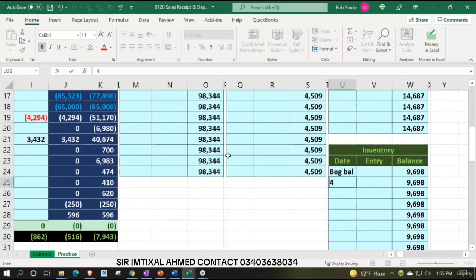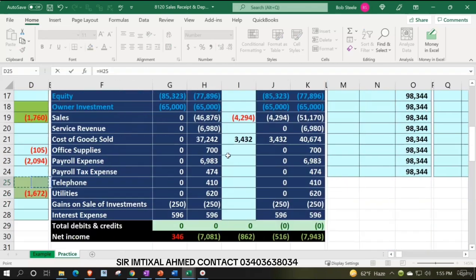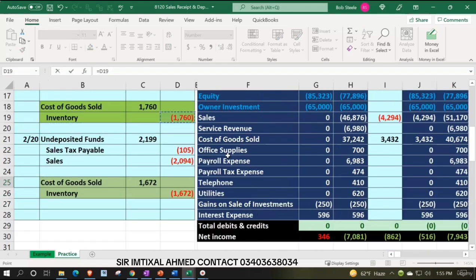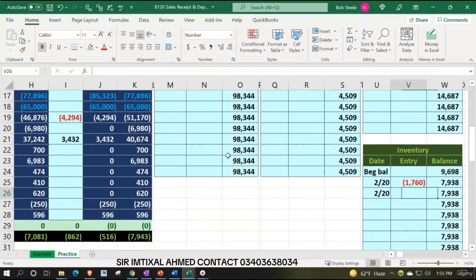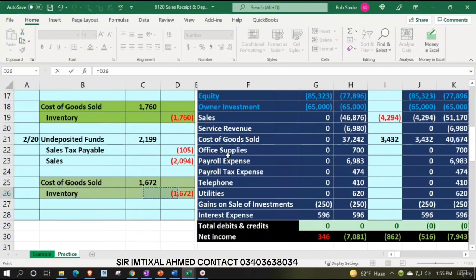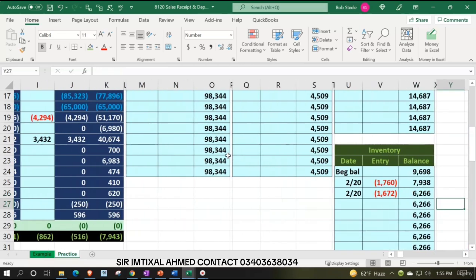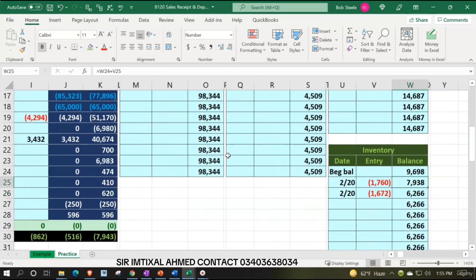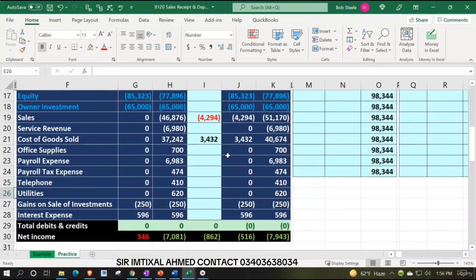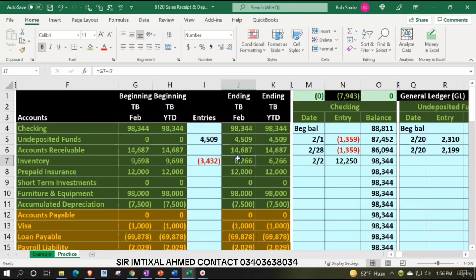This is on 220. And then let's do two 220s. 220, 220 equals V25 left to the wall. And then we'll pick up the 1760. And let's do it again on V26 equals left to the wall, the 1672. That brings us from the 9698 down to the 6266. That 6266 should match the inventory up top here of the 6266.